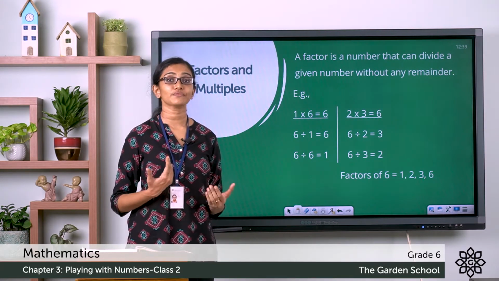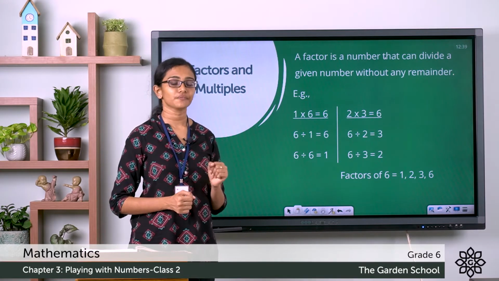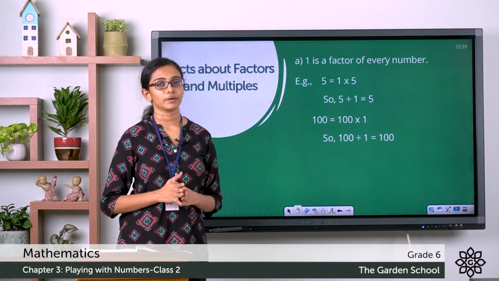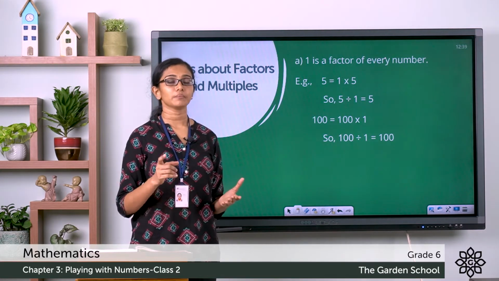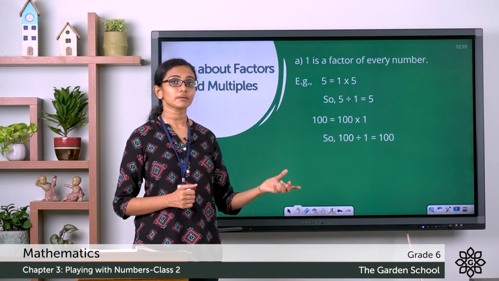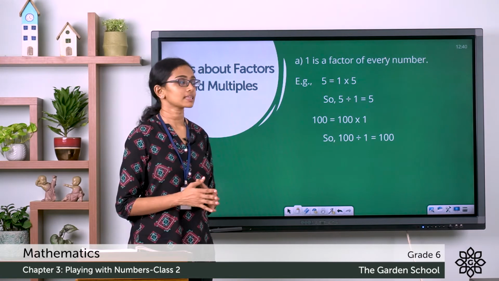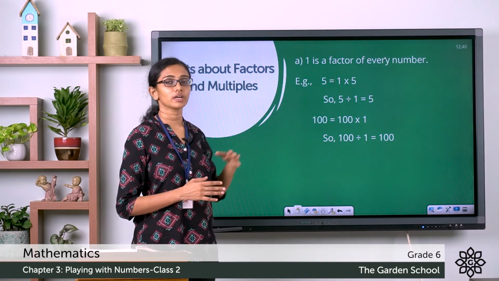Now we will see some facts about factors and multiples of numbers. Let's see the first fact. 1 is a factor of every number. We have learned that if you multiply any number by 1, you get that number itself as the product. For example, you can get the number 5 by multiplying 1 by 5 or 5 by 1.